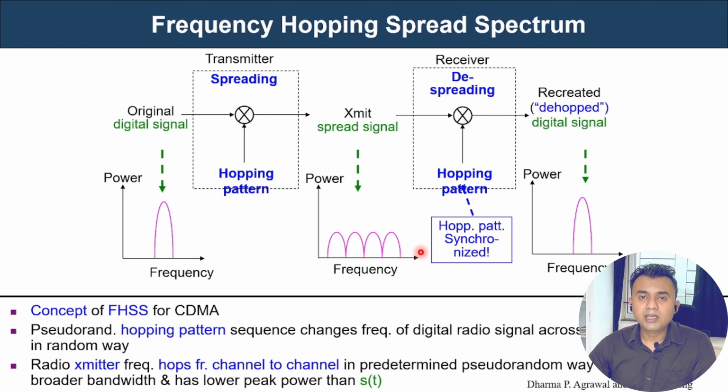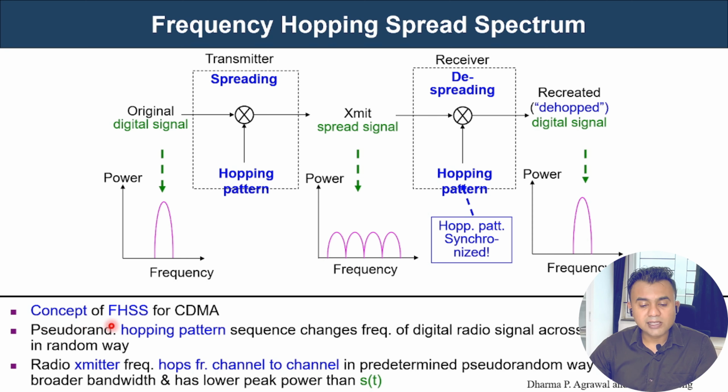On the contrary, the other concept is frequency hopping. Instead of using this one code, here I am using a frequency hopping pattern, which will spread the signal in the form of a frequency comb. Here you can see it is spread in multiple segments. That's why it is called frequency hopping. At the receiver side, for despreading, I will use the same hopping pattern and try to reconstruct my signal.